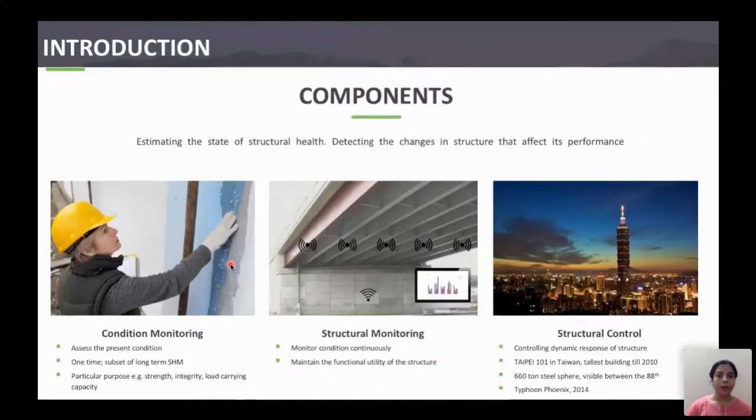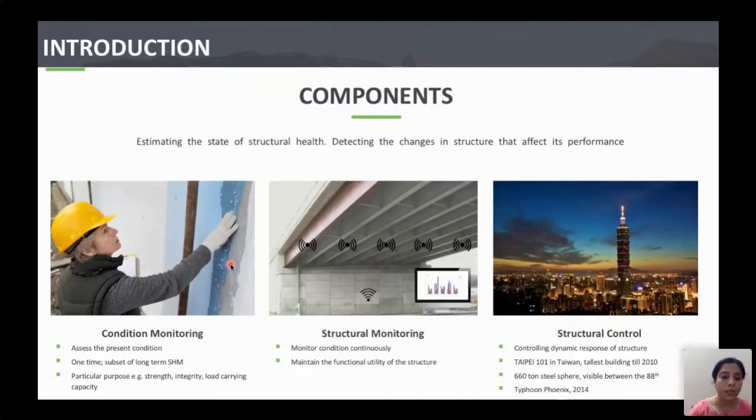Okay, let's start. So the formal definition of SHM is estimating the state of the structural health and detecting the changes in the structure that can affect its performance. Right? So it has three components.